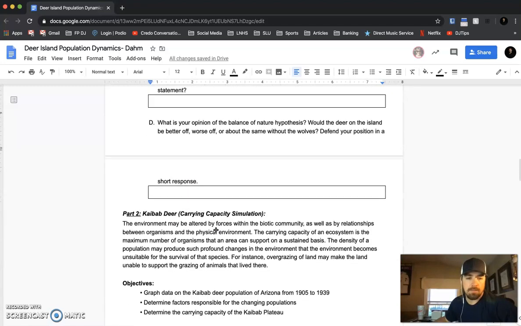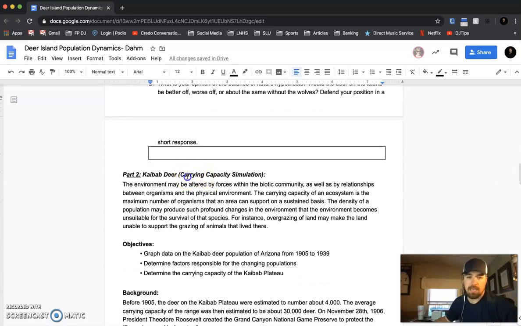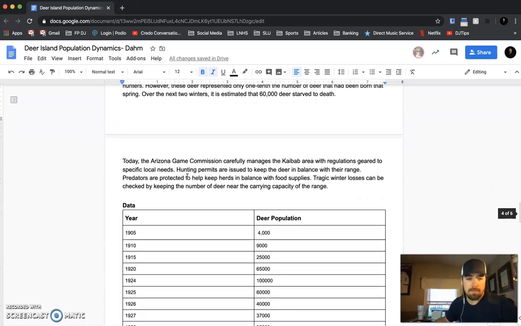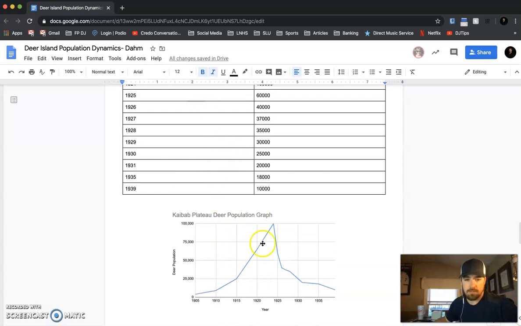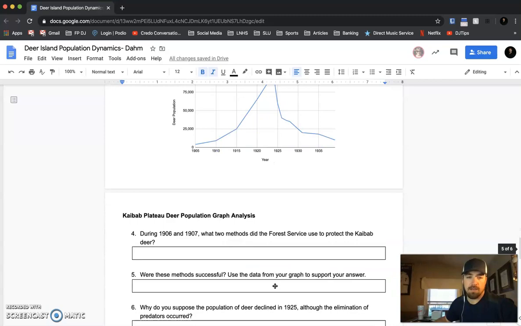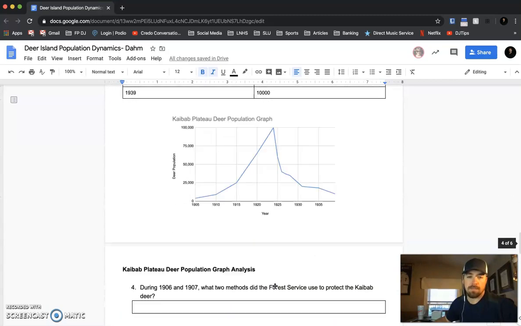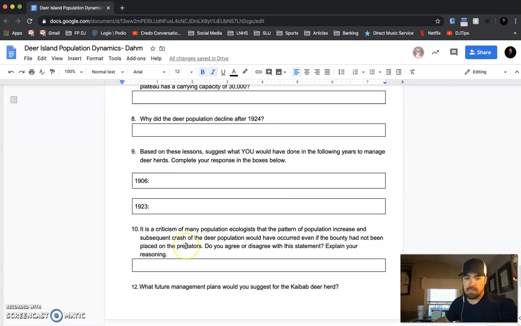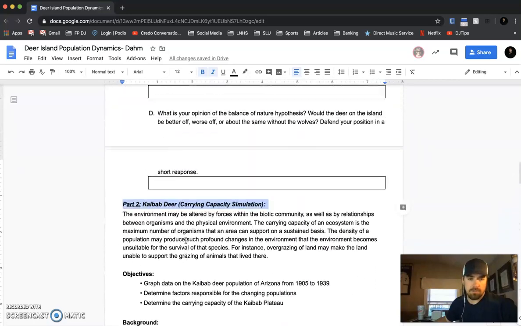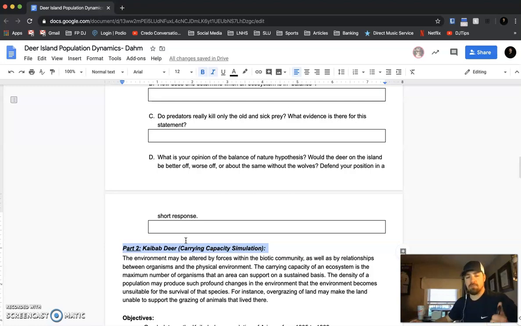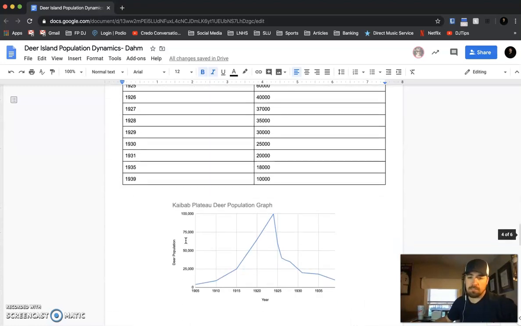Okay. Then you have part 2, which is a carrying capacity simulation, kind of looking at how the carrying capacity affects population growth. And so with that, you're going to be using this data table and this graph, the plateau deer population graph, to answer these graph analysis questions down here. Okay. So it looks like there's only 2 parts. Sorry, I told you there was 3. Only 2 parts. That will be our assignment for the week.